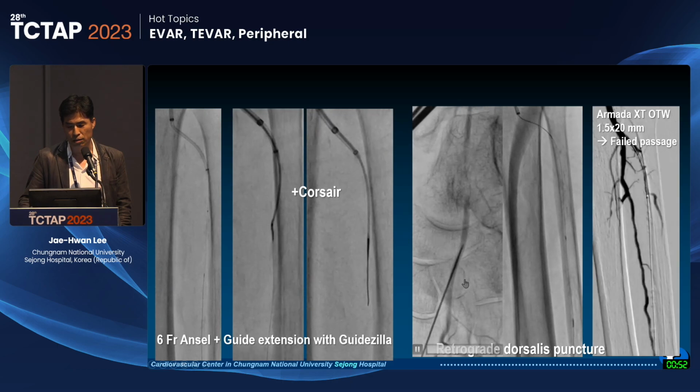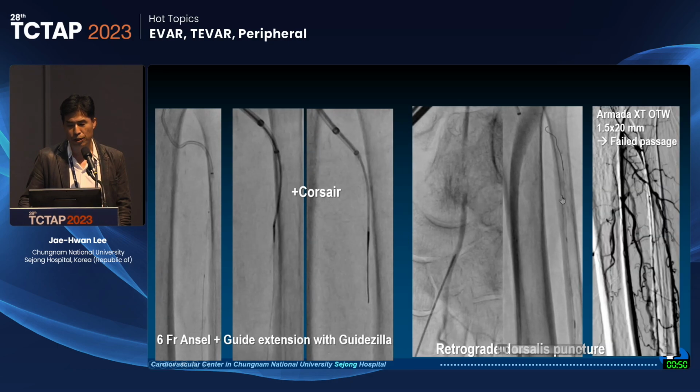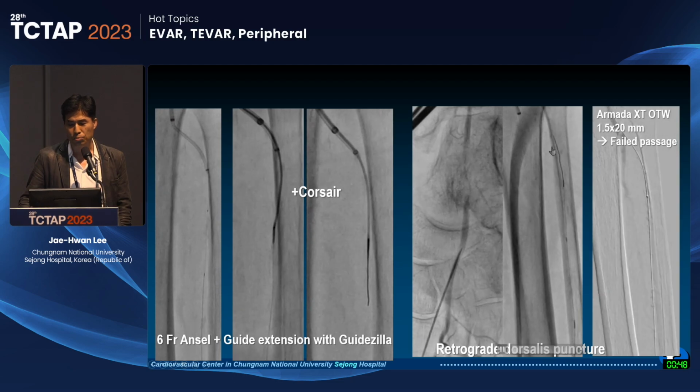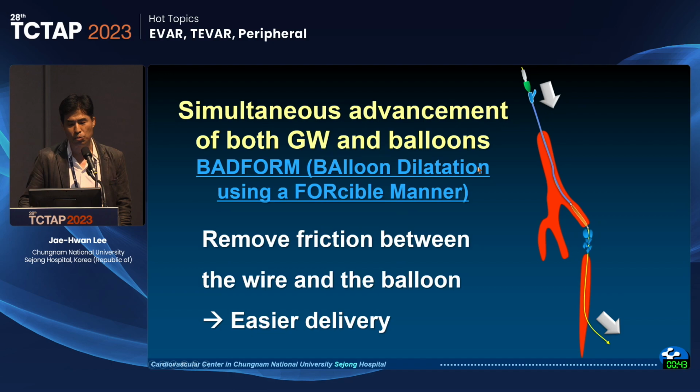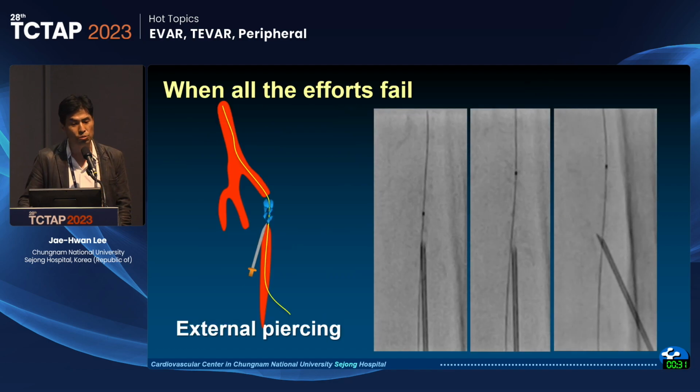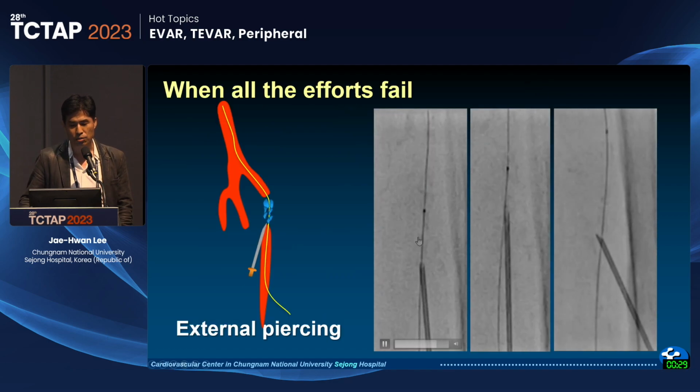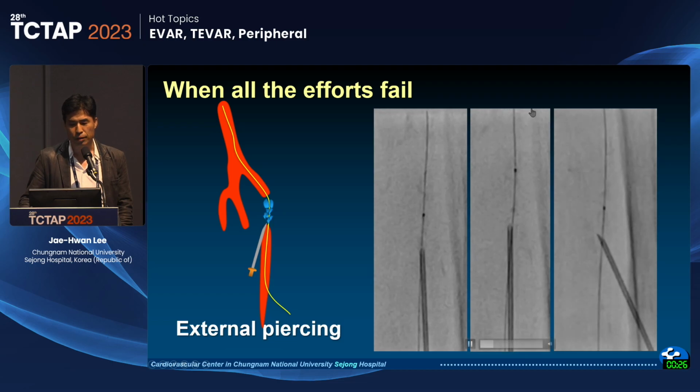So I did a retrograde dorsalis puncture and the retrograde wire was passed. But still, after externalization of the guidewire, balloon passage failed. So at this moment, you may apply a body form technique, like this simultaneous movement of the guidewire and over the wire balloon together. So it removes friction between the wire and the balloon, making delivery easier. It was so difficult, so I applied external piercing, then the lesion was passed.